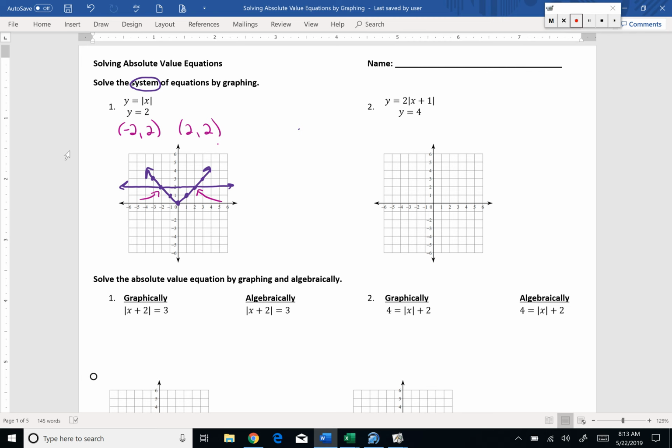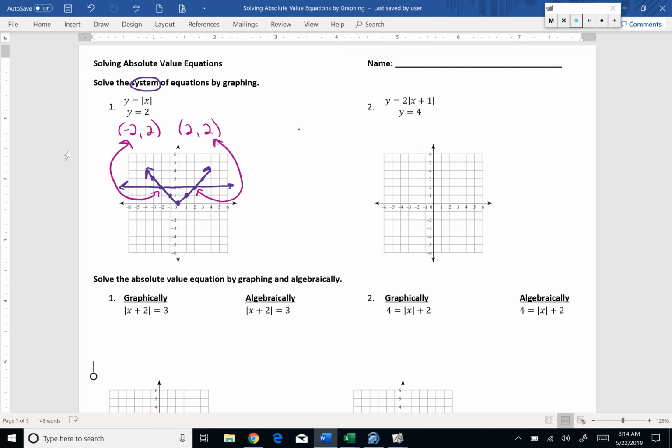So when we're solving a system and it has absolute value, we end up with 2 solutions, not just one. We end up with 2 solutions. I guess I can connect that arrow up there. There we go. We end up with 2 solutions.